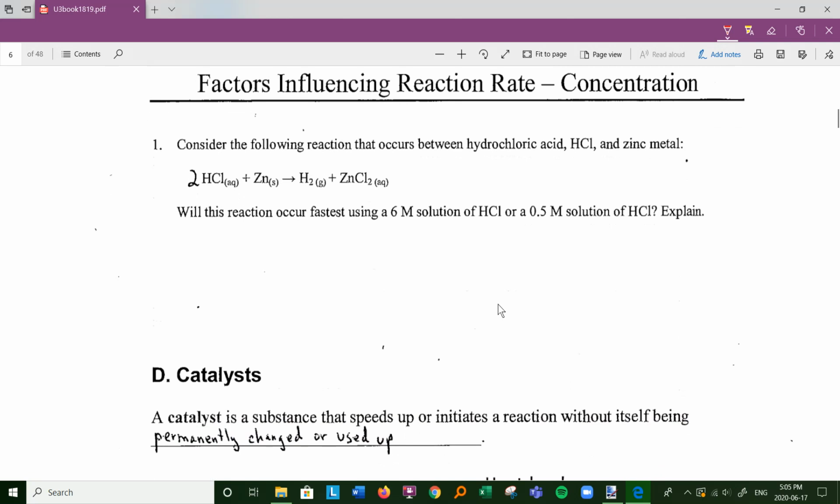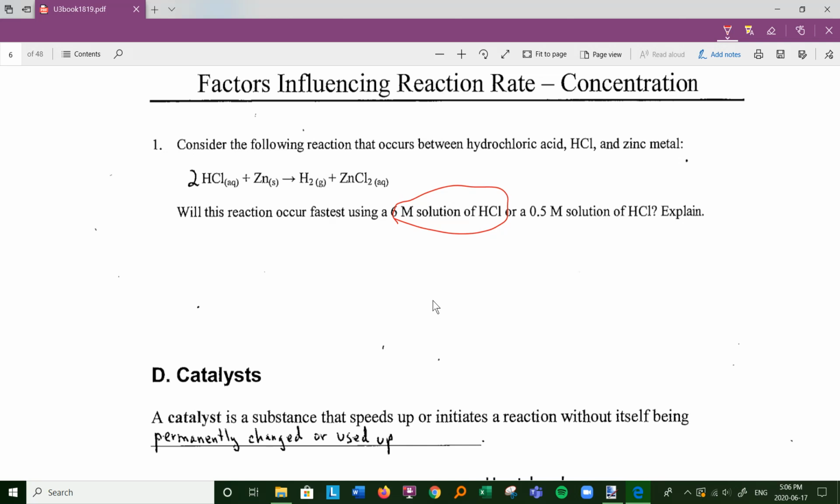Here's a question about concentration. Let's say we have hydrochloric acid and zinc, so HCl and zinc. Will this reaction occur fastest using 6 molar, that's really concentrated, hydrogen chloride, or half molar? Well, the answer is going to be 6 molar. That's more concentrated. You're going to get more collisions. Of those collisions, some of them will be effective, more so than if you just had half molar HCl. So in our 6 molar solution, we're going to have a greater rate of reaction. It's going to take less time if it's more concentrated.